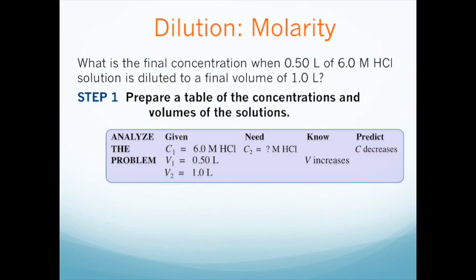What is the final concentration when 0.5 liters of 6 molar hydrochloric acid is diluted to a final volume of 1.0 liters? So first we prepare a table of the concentrations and volumes. The first concentration is 6.0 molar hydrochloric acid, and the 2 volumes are V1 is 0.50 liters and V2 is 1.0 liters. And we need to find the second concentration, the final concentration of hydrochloric acid. We know that the volume increases, and therefore we predict that the concentration will decrease.